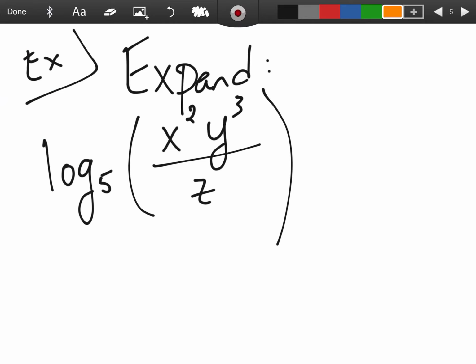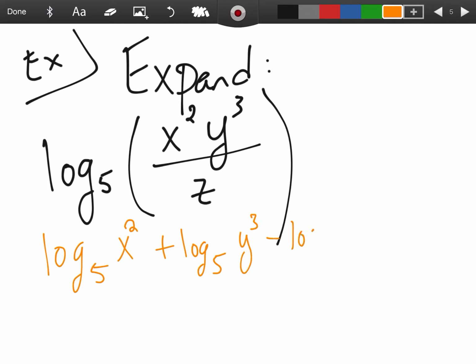We want to expand log base 5 of x squared times y cubed over z. So we can start off by writing that as log base 5 of x squared plus log base 5 of y cubed, and then minus log base 5 of z. And notice that the base stays the same. Because we started with log base 5, we cannot change that base. It stays as log base 5.